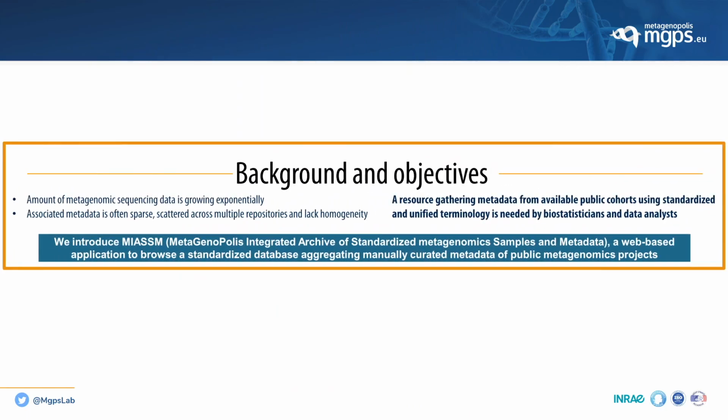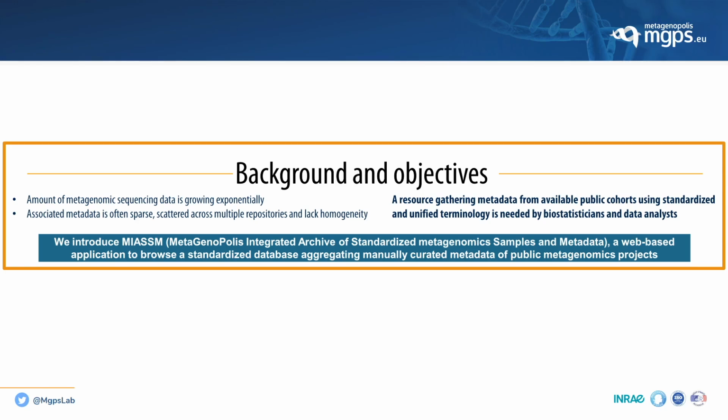First, a few words concerning the background and objectives. Currently, the amount of metagenomic sequencing data is growing exponentially, and associated metadata is often sparse, scattered across multiple repositories, and lacks homogeneity.